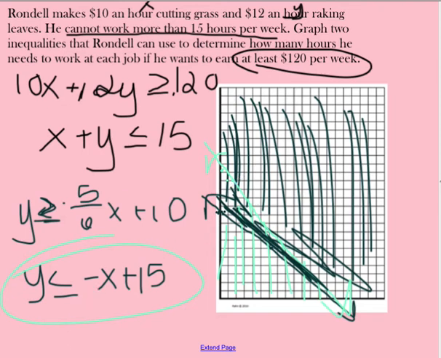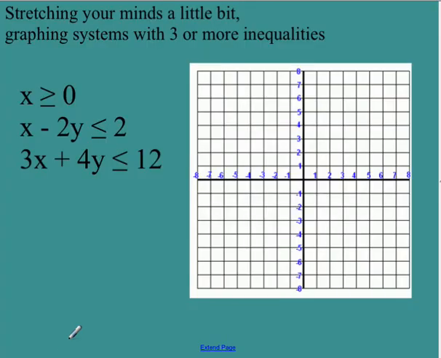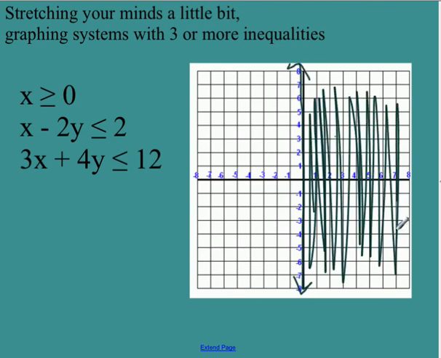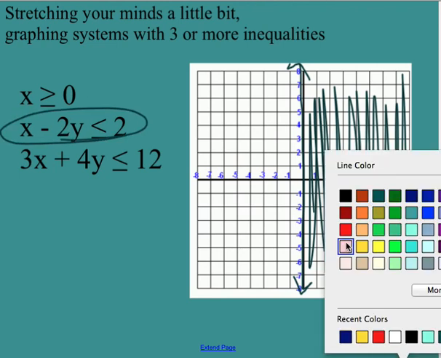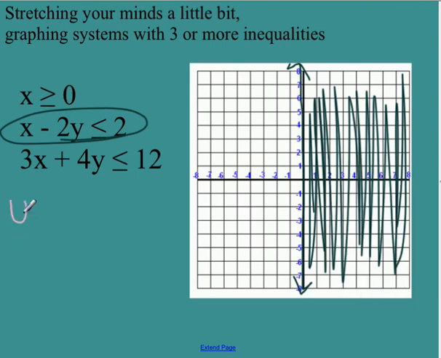Okay, so next, we're going to take a look at stretching our minds a little bit. So we're going to try one that has 3 on it. So x is greater than 0. That's going to be a vertical solid line here. So I'm going to shade that in. And again, to save time, I'm going to solve these for y. When you solve that one for y, you end up dividing by a negative number. So what's going to happen is I'm going to end up flipping my inequality. So then I get this, 1/2 x minus 1. So we're crossing at minus 1, then we're going up 1 over 2, and then we're going to have a dotted line, shading up.